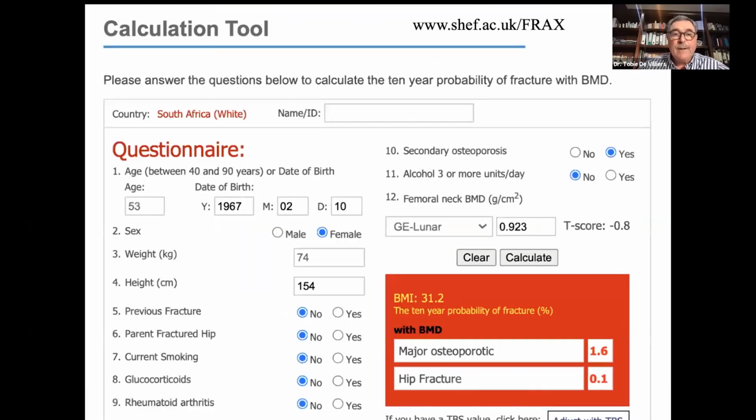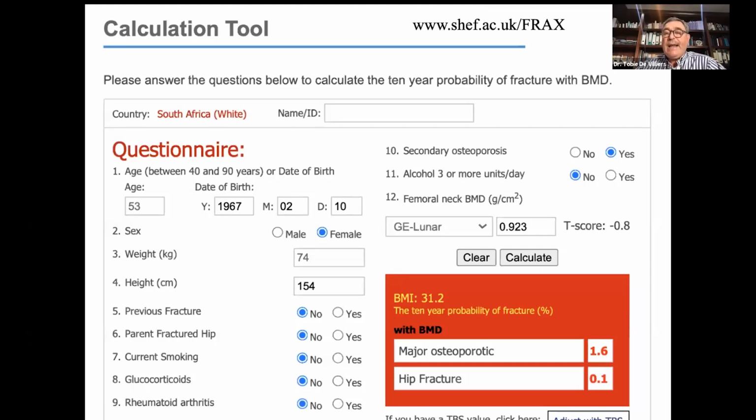So what is the FRAX model? It's a calculation tool which you get on the internet, as you can see there. Most countries will have their own values. You have to select your country. For instance, in South Africa, we have our own values, which you just put in there. And then you have to look at the risk factors for fracture: being female carries a greater risk of fracture. The lower the BMD, the higher the fracture risk, previous fracture, a parental history of fracture, smoking, glucocorticoids, rheumatoid arthritis or secondary osteoporosis, alcohol. And then in the end, you add the femoral neck bone mineral density.